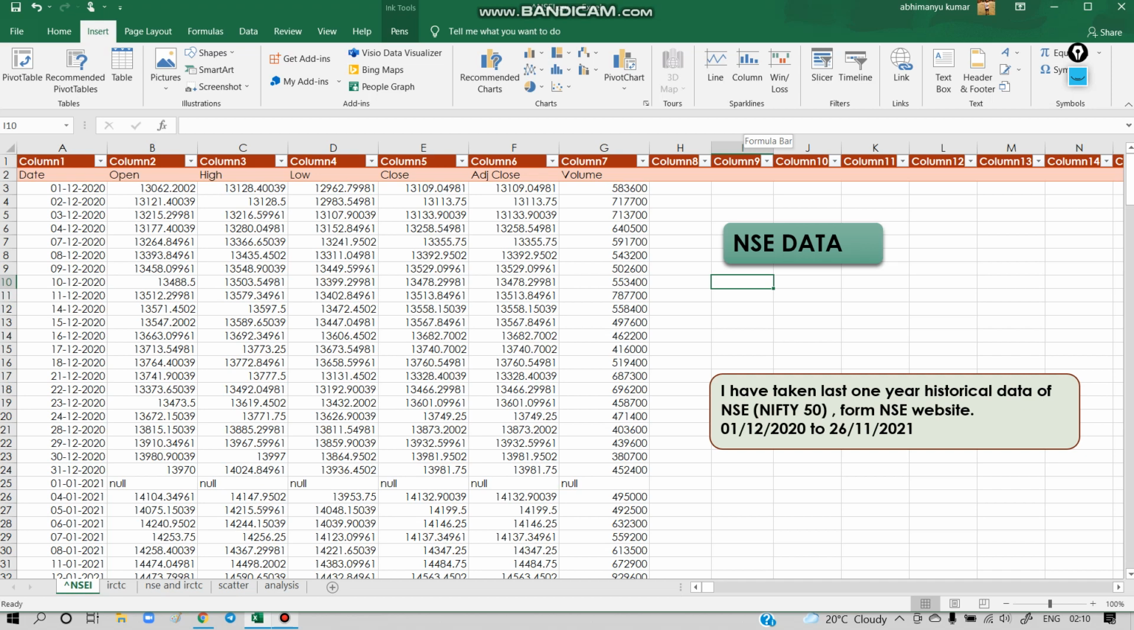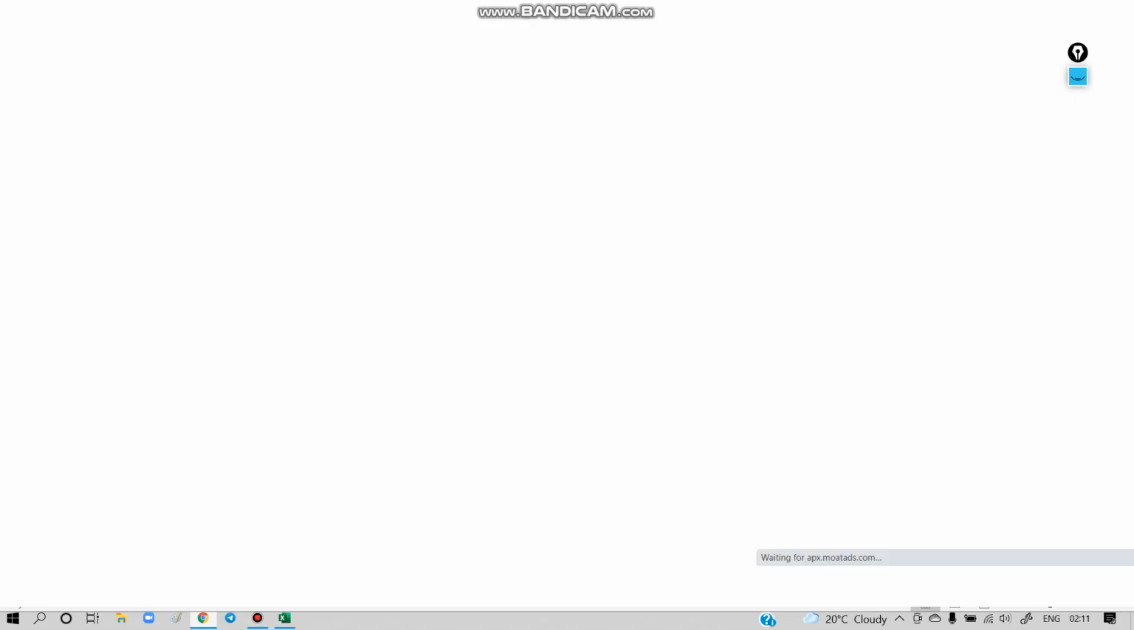Thereafter we'll try to calculate the best fit line and also the beta factor, which is known as the risk factor of any stock in the stock market. Okay, so let's start. I have taken 1 year NSE data from Yahoo Finance.